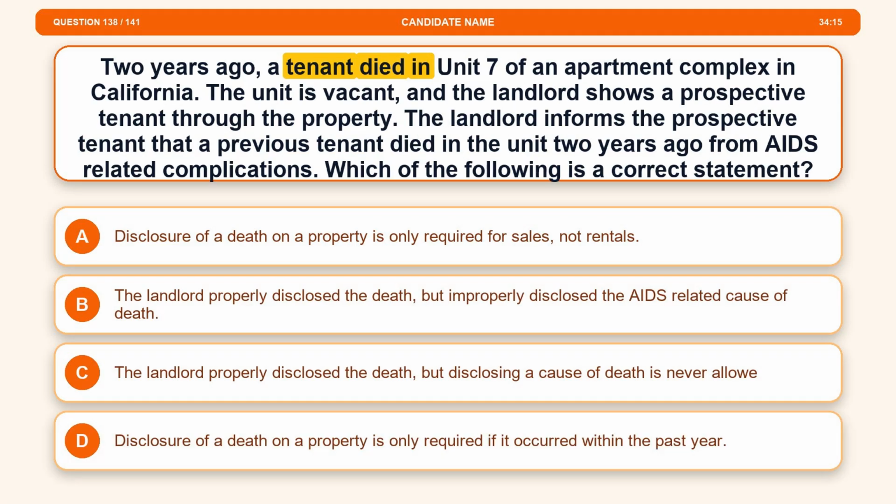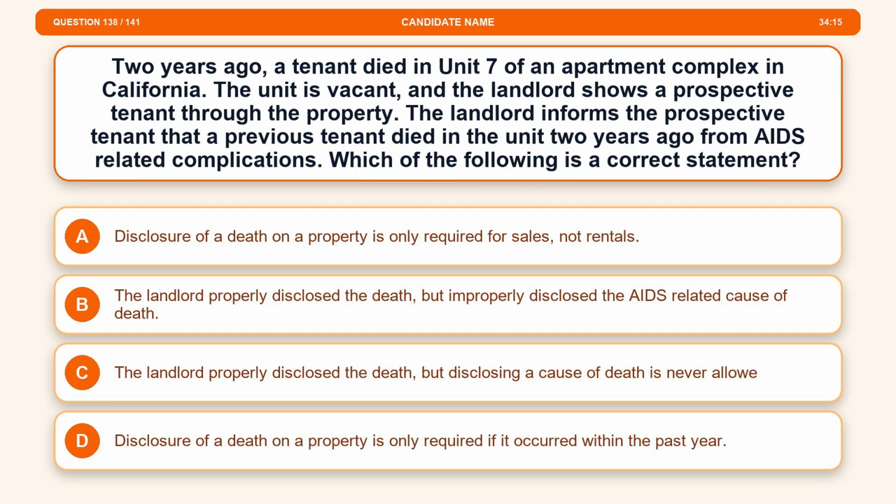Question 138. 2 years ago, a tenant died in Unit 7 of an apartment complex in California. The unit is vacant, and the landlord shows a prospective tenant the property. The landlord informs the prospective tenant that a previous tenant died in the unit 2 years ago from AIDS-related complications. Which of the following is a correct statement?